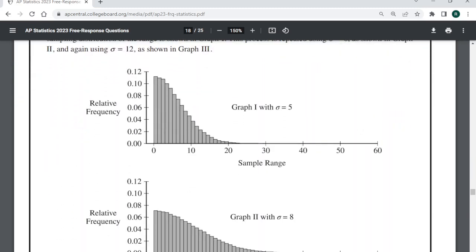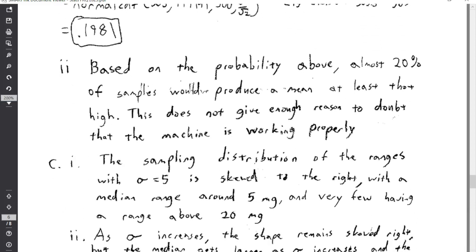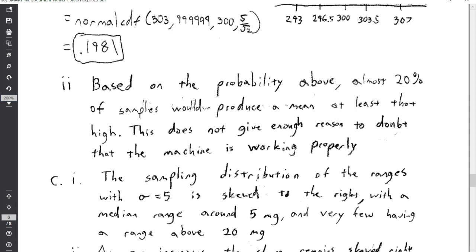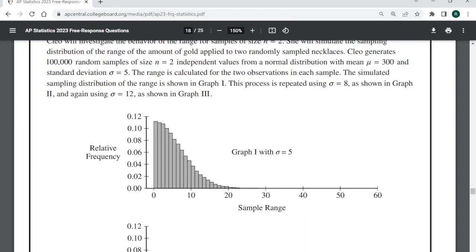So some of the things that I said about graph 1 is that it was skewed to the right. So I talked about the shape and calculated around where the median would be, which would be at the 50th percentile. So when we compiled up to 0.5, the median was around 5, and very few of those distributions had a range that was greater than 20. If you look at this graph, greater than 20 would be almost none of them. Very, very small slivers. And that's one of the main things that changes.